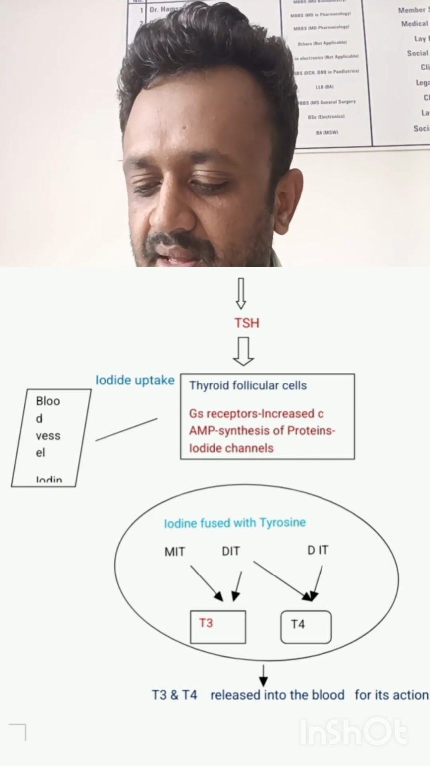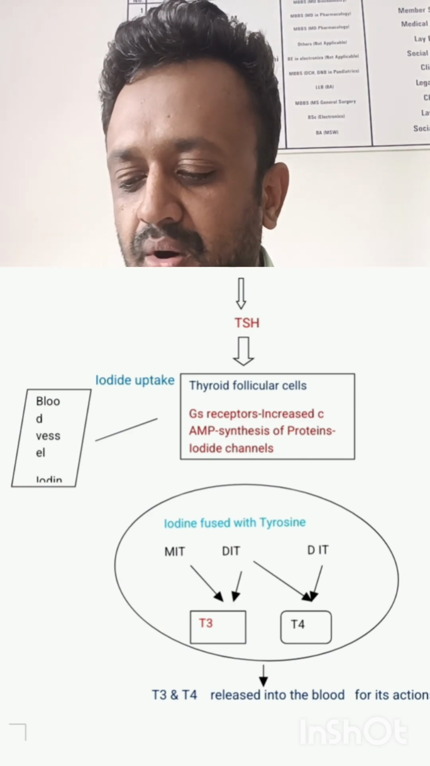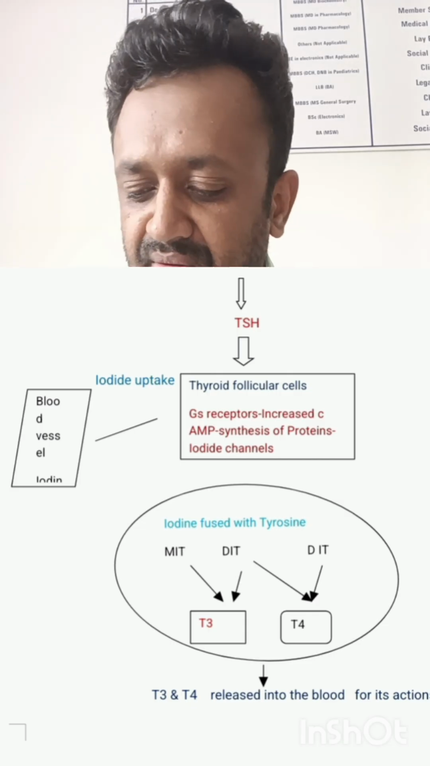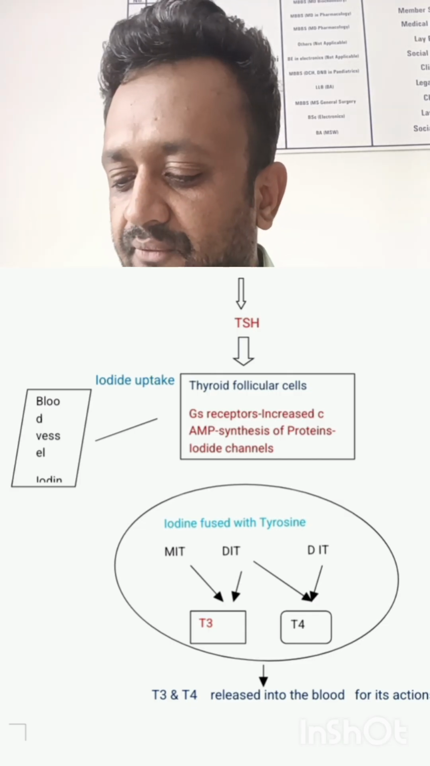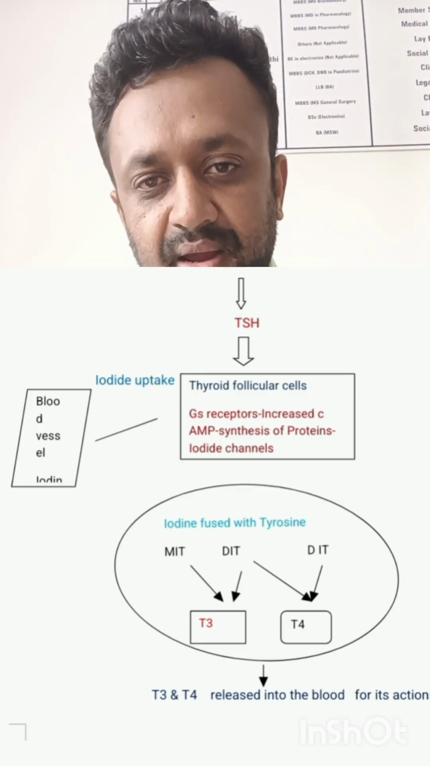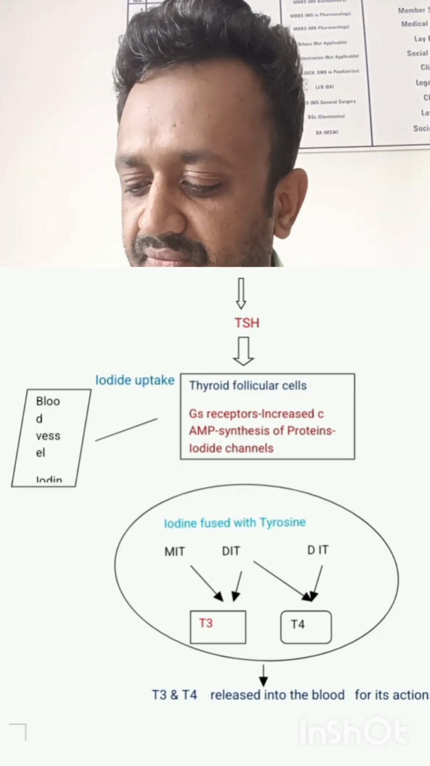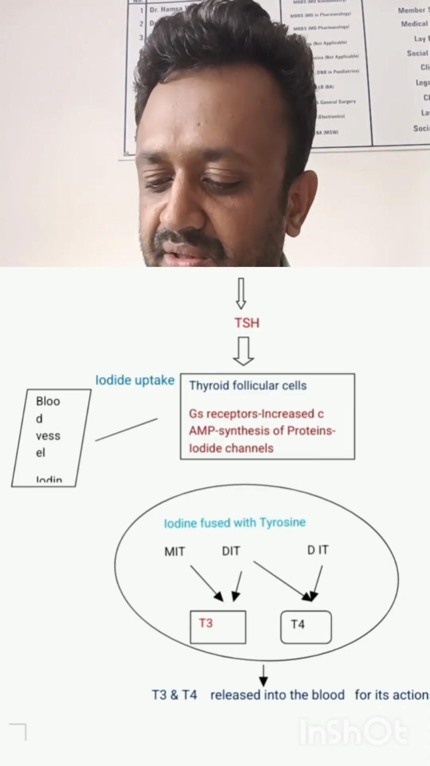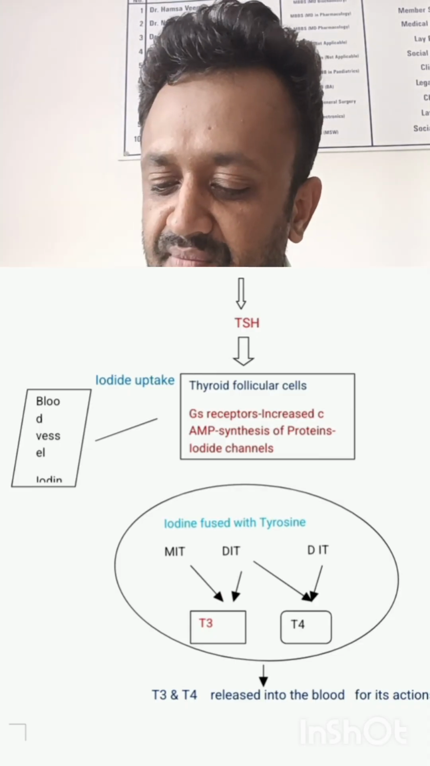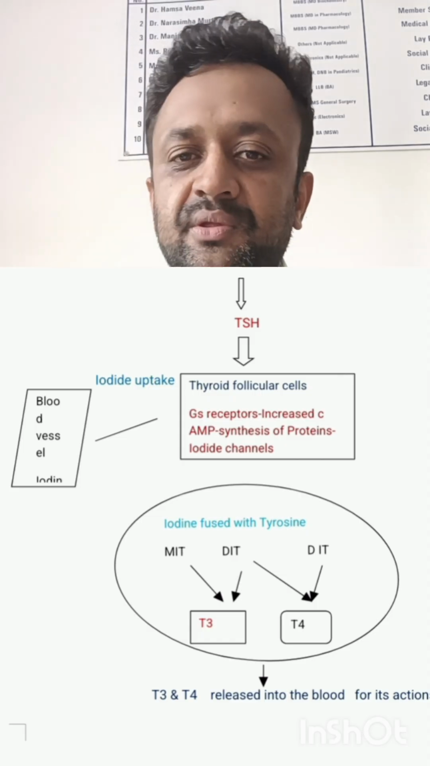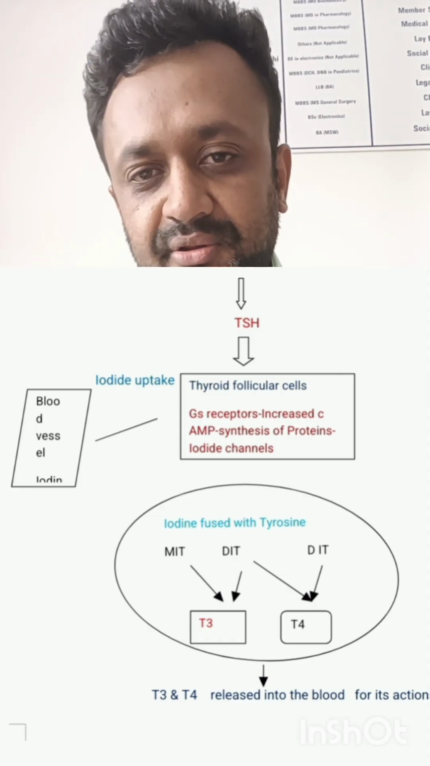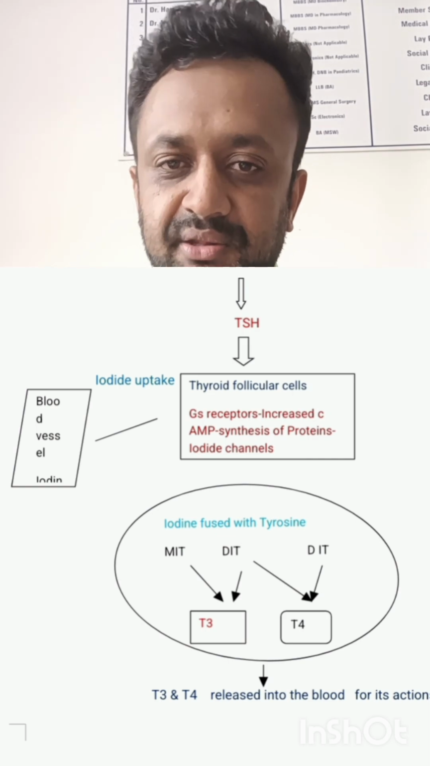After this, if monoiodotyrosine combines with diiodotyrosine, there is a formation of T3. If DIT combines with another molecule of diiodotyrosine, there is a formation of T4. So the synthesis of MIT, DIT, and the formation of T3, T4 is catalyzed by the specific enzyme called thyroid peroxidase or thyroperoxidase.